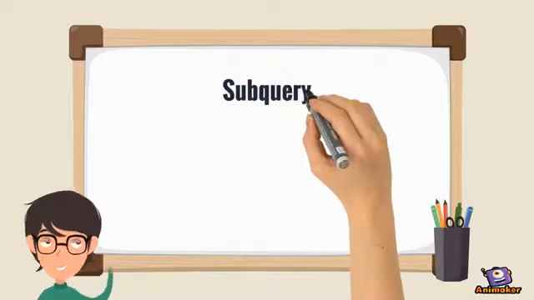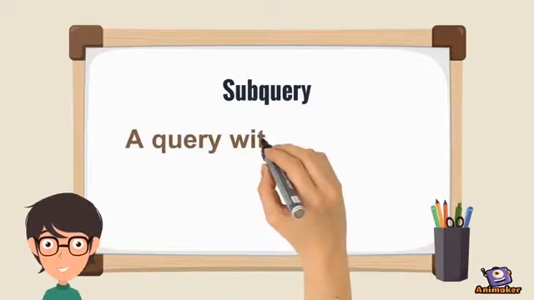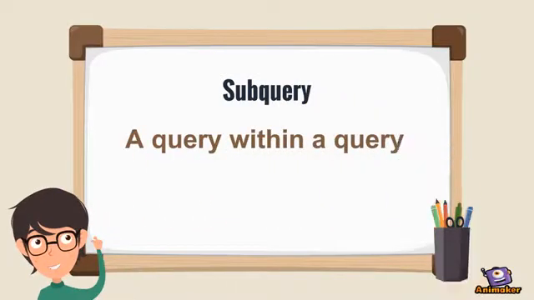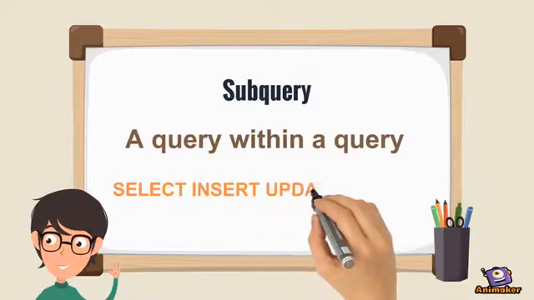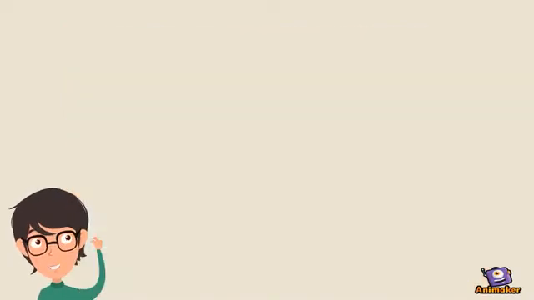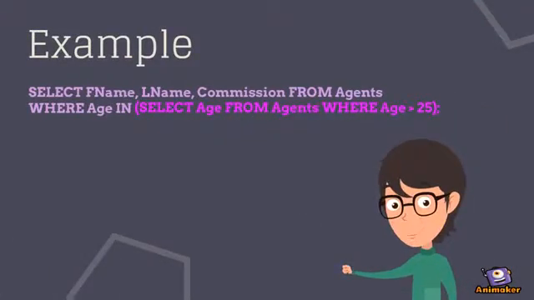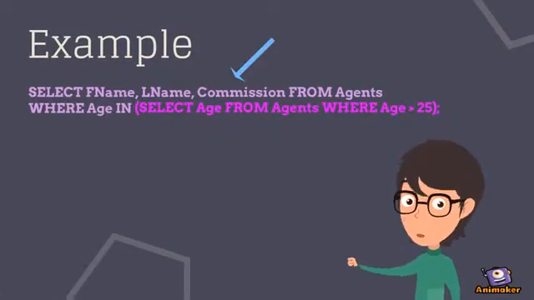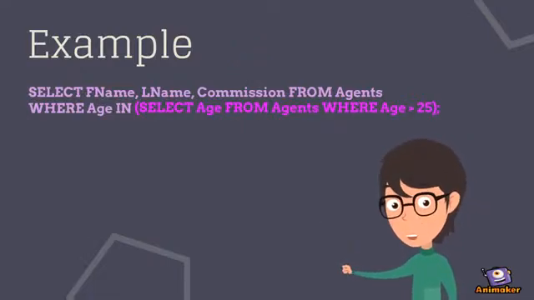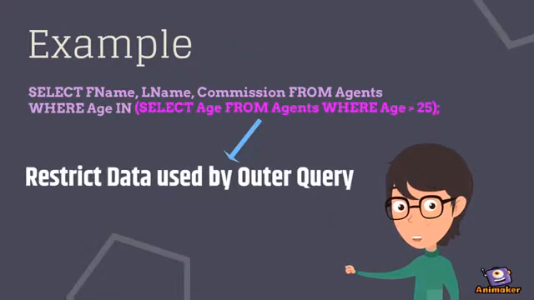We should all be familiar with what a subquery is. Simply put, it is a query within a query. A subquery can be nested inside a select, insert, update, or delete statement. As you can see, the query within the brackets is a subquery, and the query outside will be referred to as the outer query. A subquery is used to return restricted data that will be used by the outer query to further restrict the data to be retrieved.